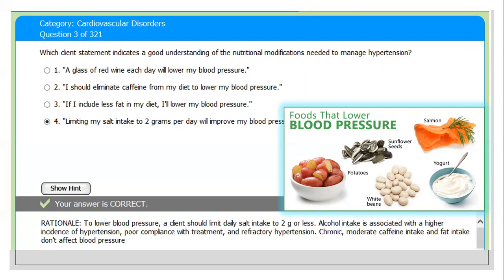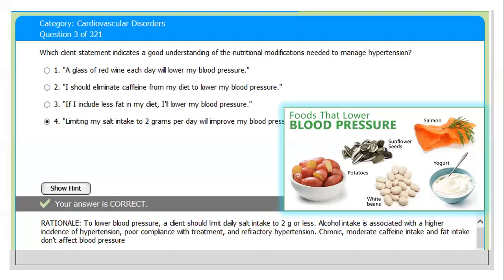So what are the good food or nutrition in this picture? Showing some salmon, yogurt, sunflower seed, and also white beans and potatoes. So good food to eat and prevent high blood pressure, right? It is good if we eat more fruits, vegetables, or low fat dairy foods.